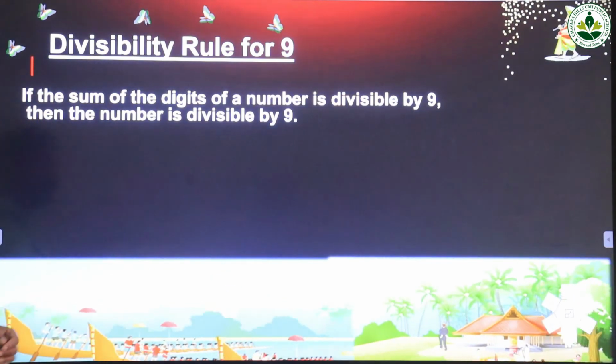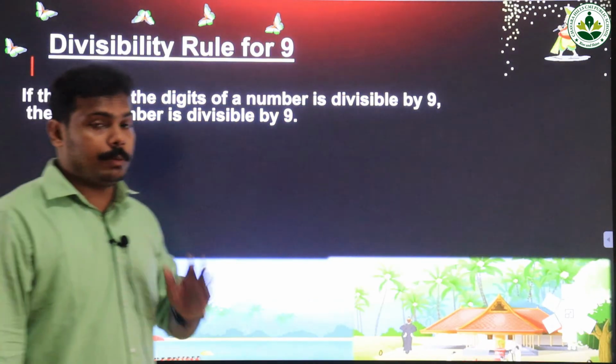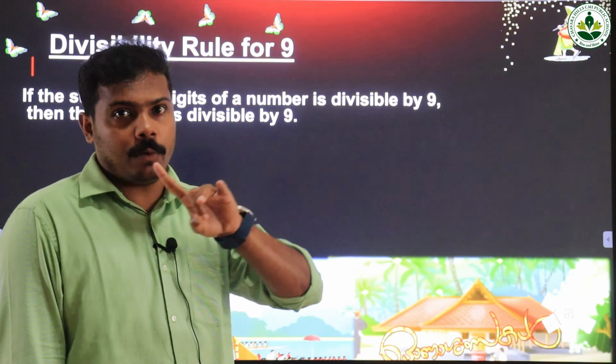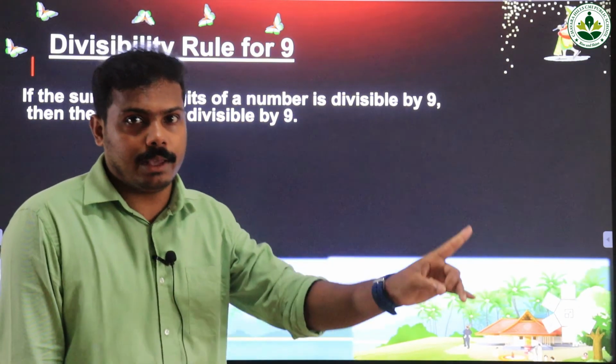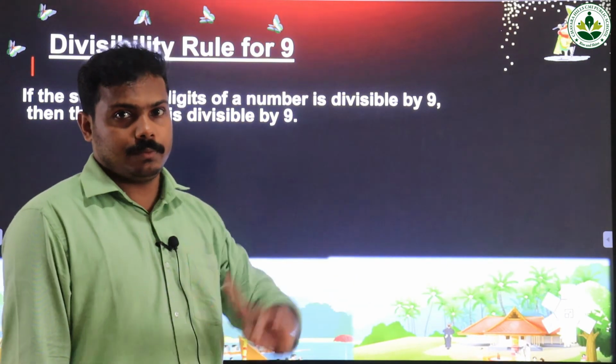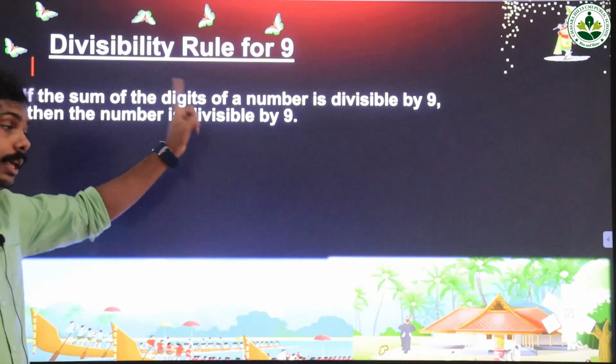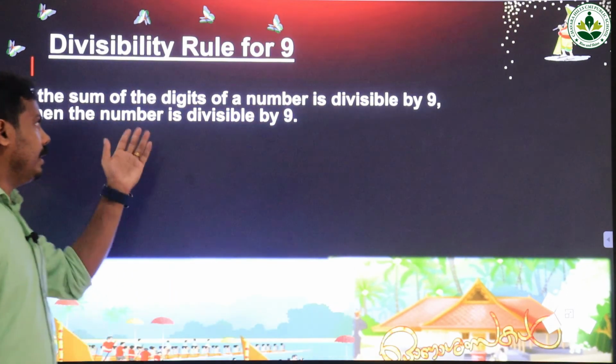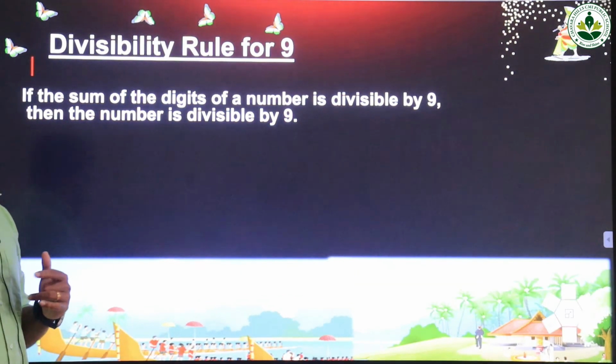Similar to the divisibility rule for 3: if the sum of the digits of a number is divisible by 3, then the number is divisible by 3. The same thing: if the sum of the digits of a number is divisible by 9, then it is divisible by 9. We can check.